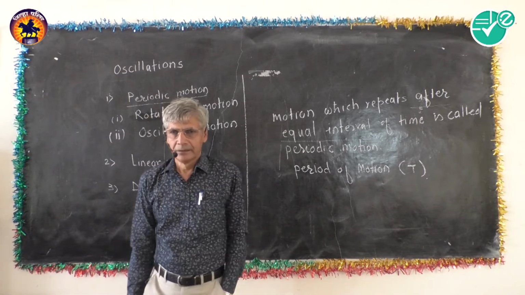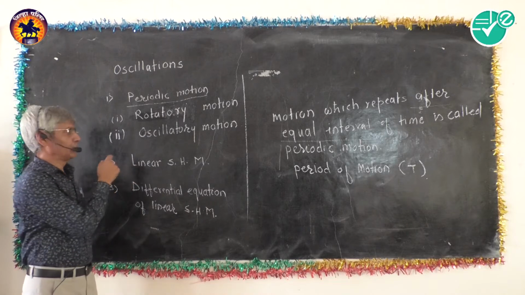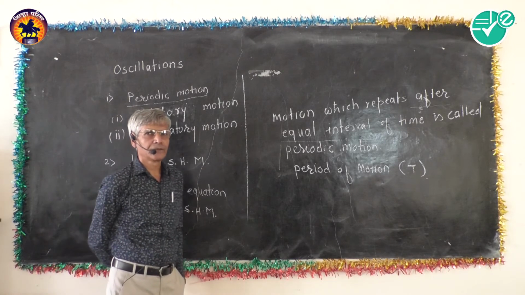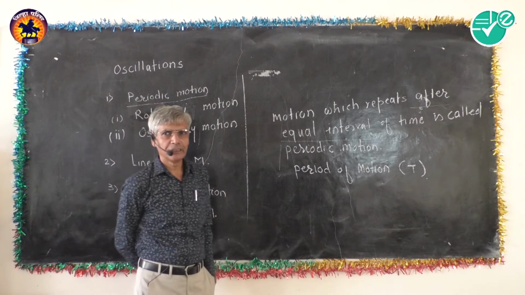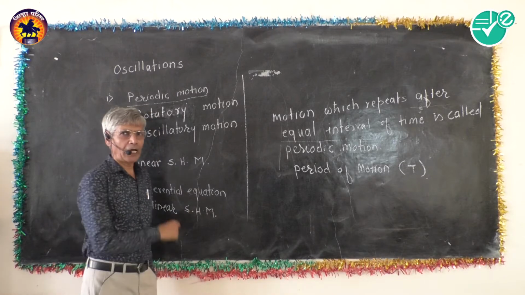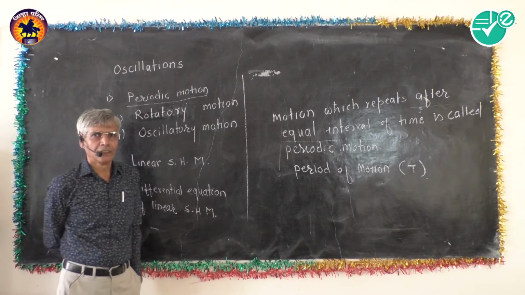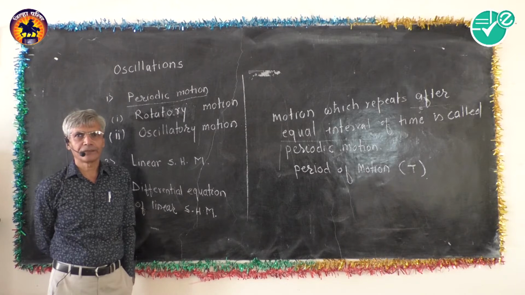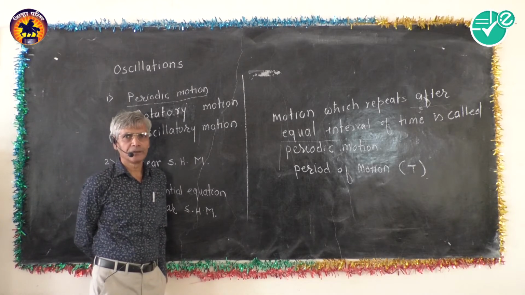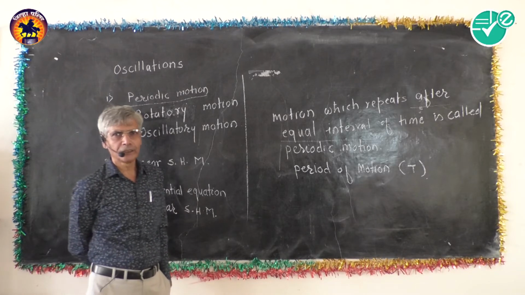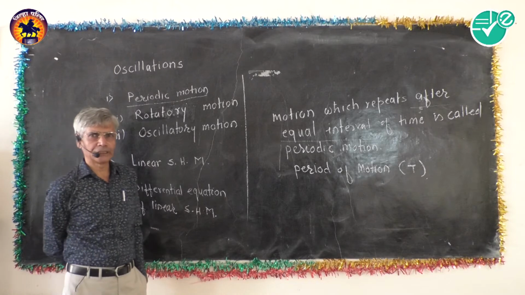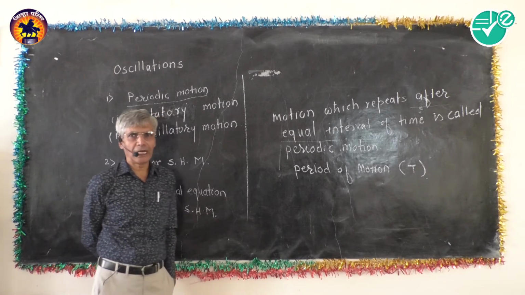Now, we will discuss two types of the periodic motion. One is rotatory motion. Rotatory motion is a motion in which the object moves along the circular path or along the arc of the circle. Example is motion of the earth around the sun, motion of the moon around the earth, the spin motion of the earth about its own axis. All these motions are periodic motions and they repeat after equal time interval.